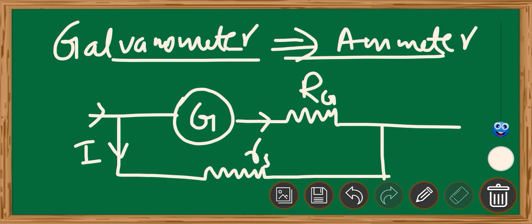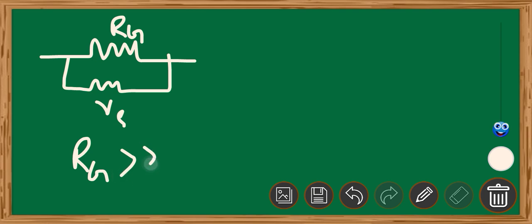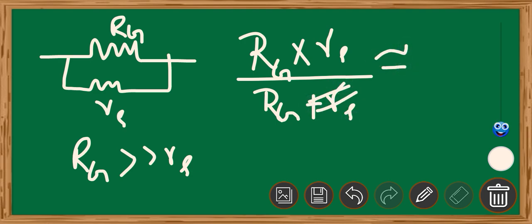So here we have Rg as well as Rs, and they are in parallel. We know that Rg is very much greater than Rs. So the effective resistance becomes Rg into Rs by Rg plus Rs, since they are parallel. But since Rg is very much greater than Rs, we can neglect Rs in the denominator addition. So we get Rs. The effective resistance is equal to the shunt resistance.